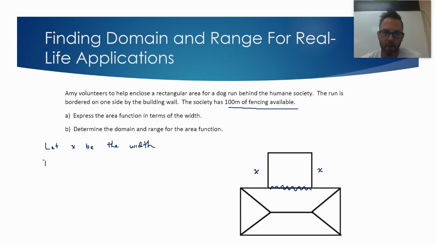So what's left for the length? Well, we have 100 meters of fencing, and for the width, we've used up 2 of the width, right? Think about this. Let's say the width was 10. So you'd have 10 and you'd have 10, and that leaves 80 left over, right? 100 minus 20.